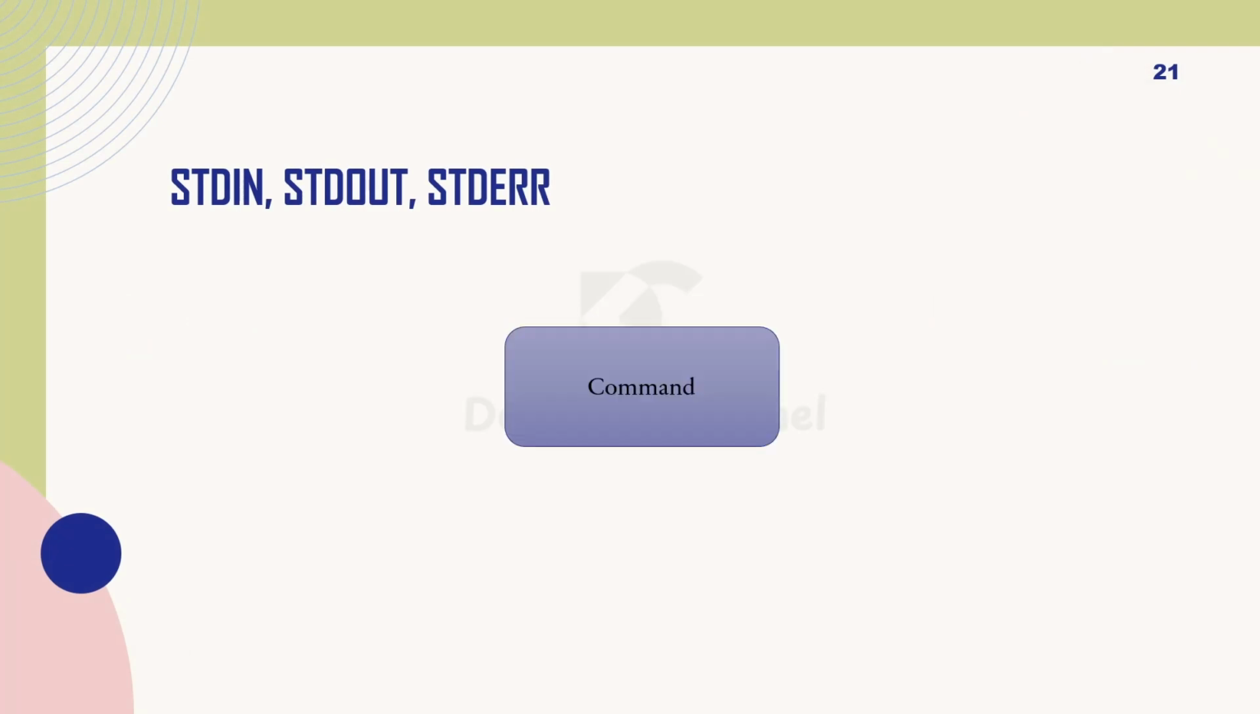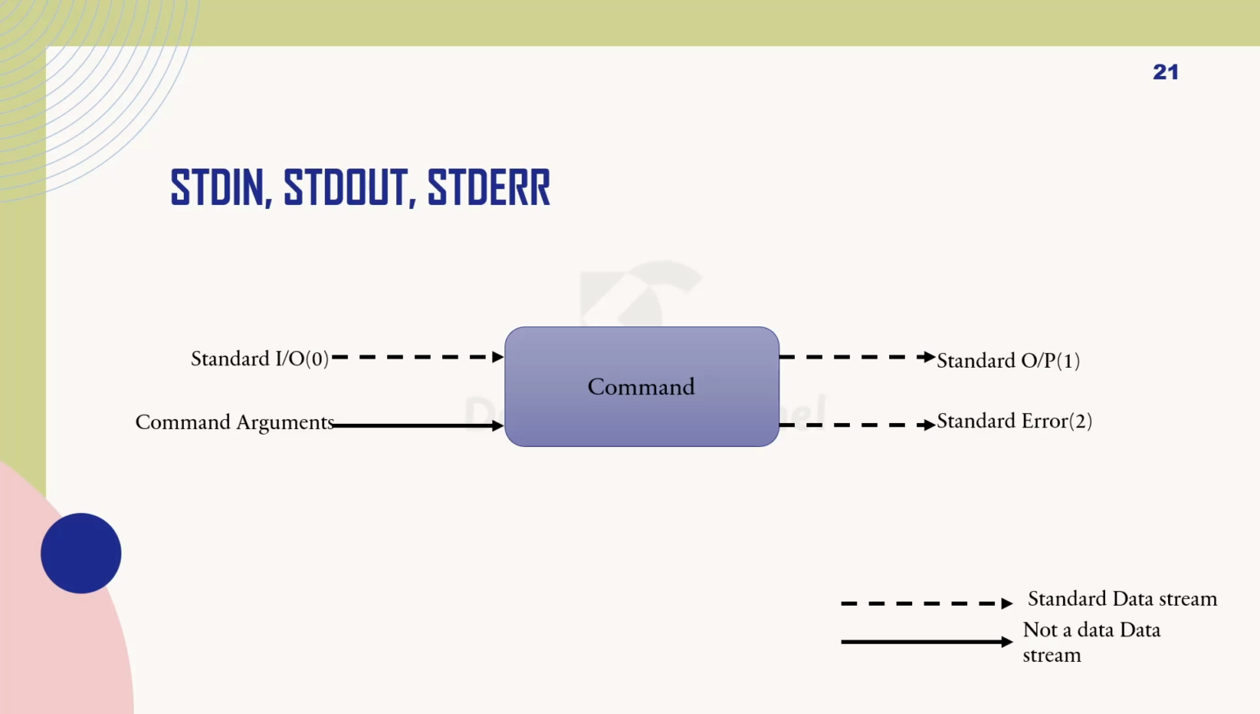For any command, there is some standard input or command argument. Not every command needs standard input. Some commands need standard input and some work only on command arguments. But there will definitely be either some output or some error. We call them standard output and standard error.